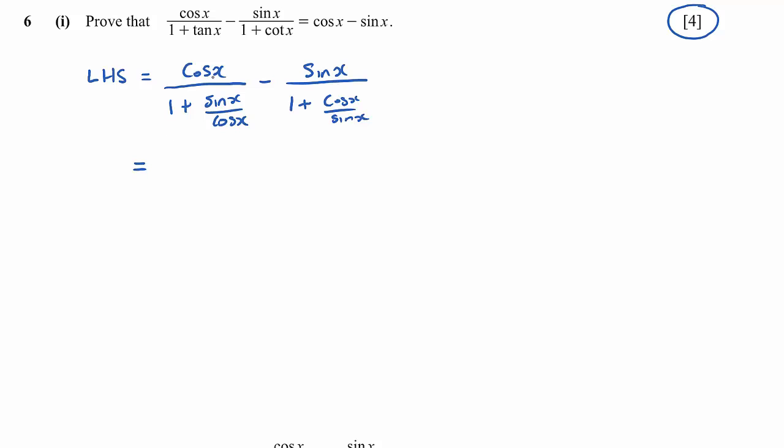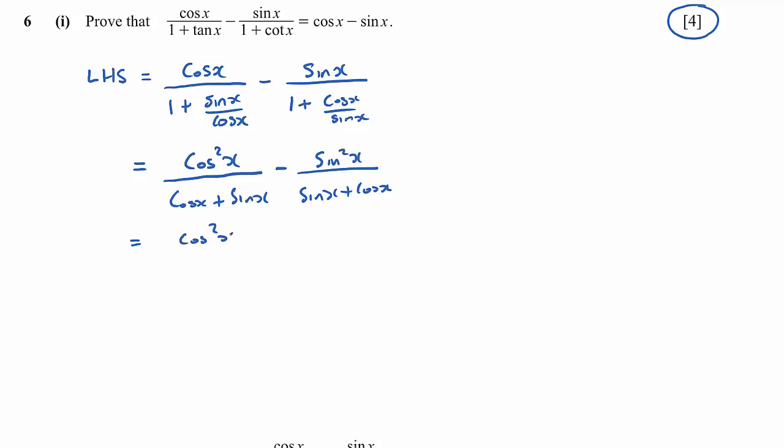And so with this first fraction, if I multiply it top and bottom by cos x, on the top I get cos squared x. And if I multiply the bottom through by cos x, I get cos x plus sine x. With the second fraction, I'm going to multiply it top and bottom by sine x. And I get sine squared x. And then multiplying the bottom through by that, I'm going to get sine x plus cos x. So we have got the same denominator, you note, but it's just not by simply multiplying the two denominators together.